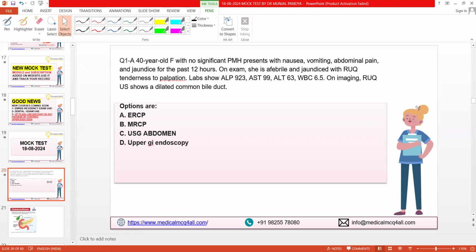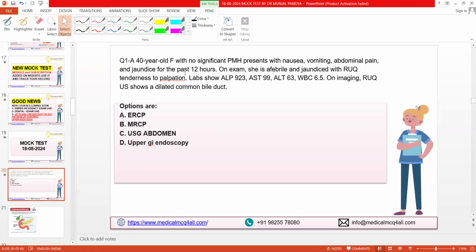First question: a 40 year old female with no significant past medical history presents with nausea, vomiting, upper abdominal pain, and jaundice for the past 12 hours. On examination, she is afebrile and jaundiced with right upper quadrant tenderness to palpation. Labs show ALP 923, which is very high; it's supposed to be in the range of 40 to 50. AST is 9900, again supposed to be in the range of 40 to 50. ALT, and WBC 6.5. On imaging, right upper quadrant ultrasound shows a dilated common bile duct.